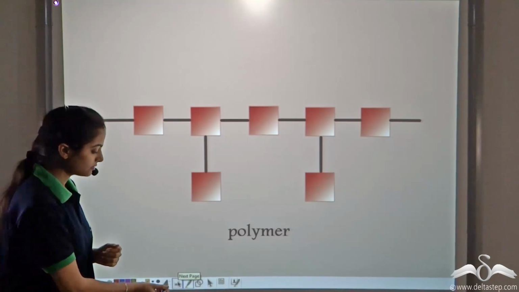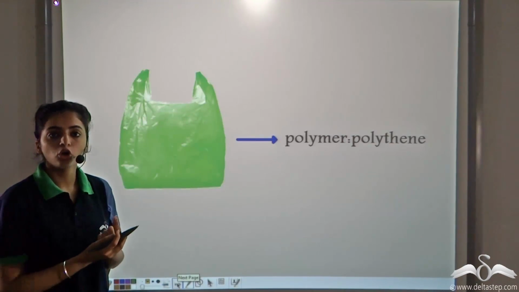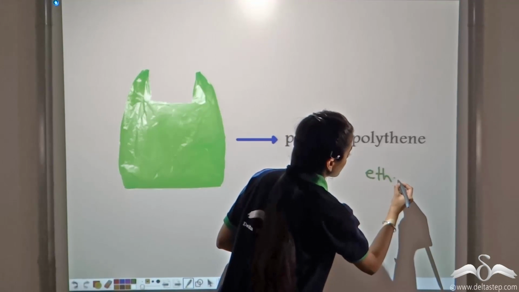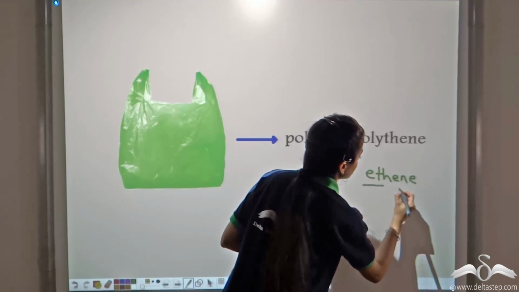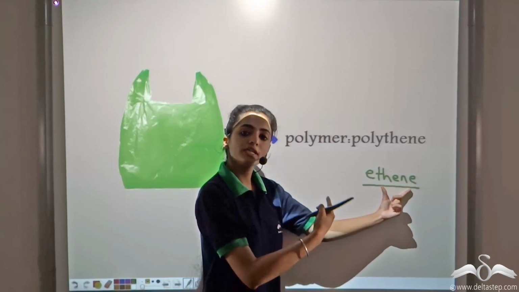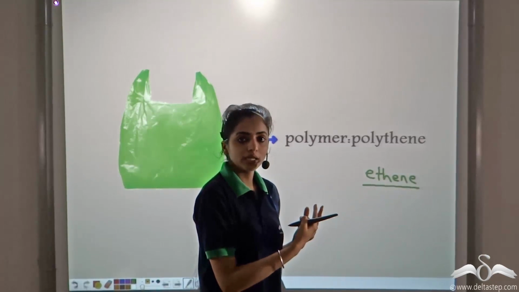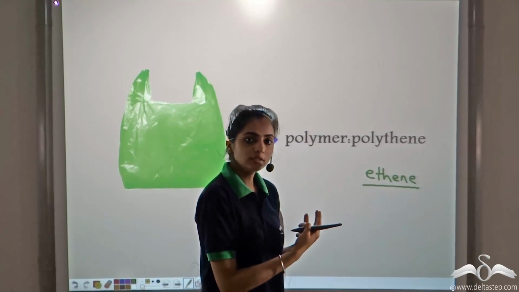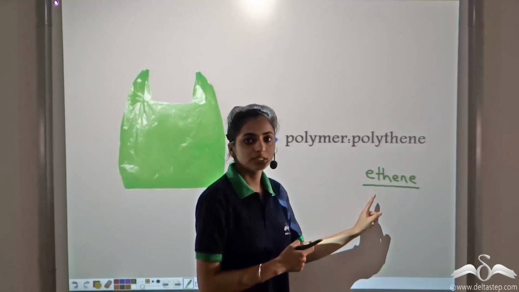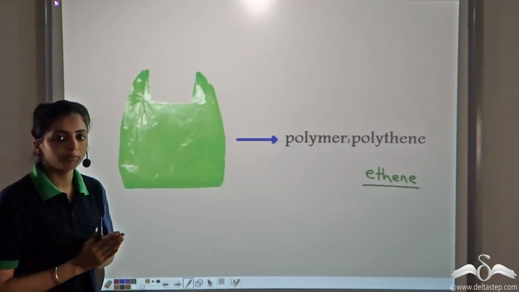This plastic is a polymer of a molecule known as ethene. So the monomer is ethene. When a number of ethene molecules come together to form a long chain, they form the polymer known as polythene. And this is the plastic. It is a polymer of ethene. So in this case, the monomer is ethene. So plastic is a polymer.